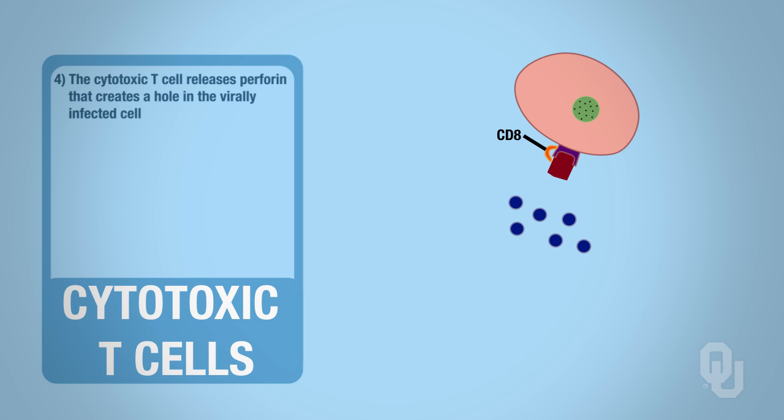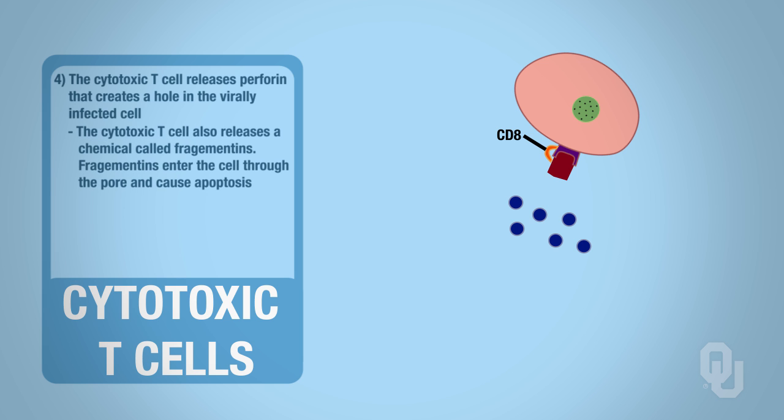Now, just to ensure that this cell is killed, something else happens. The cytotoxic T cell not only releases perforins, it also releases a chemical called fragmentins. This is a chemical that enters the cell via the pore that was created by the perforins. What the fragmentins do when they get into this cell is that they induce apoptosis, programmed cell death. They tell that cell to commit suicide. So here we have sort of a backup system, right?